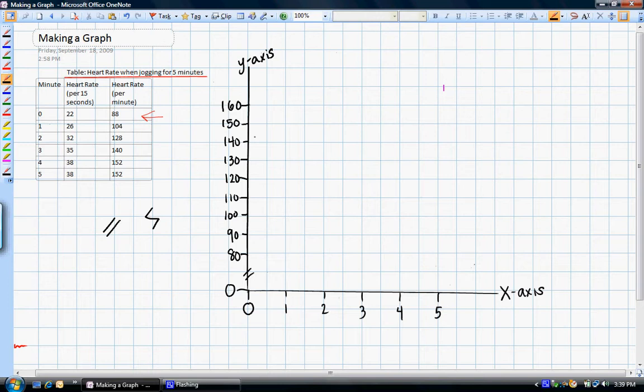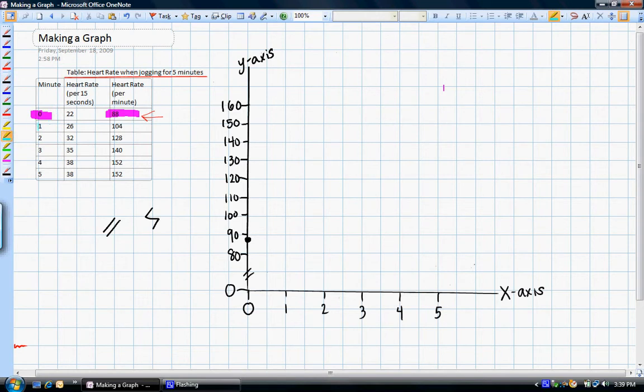Now that I have both of my data scales in, and I'm checking to make sure that they're accurate, I'm going to put and plot in my points. So my first point is 0 minutes and 88 beats per minute. So if I do that, right above the 0, and you guys are good at this estimating, I'm going to estimate it's pretty close to 90, and I'm going to use a circle to represent my first point.